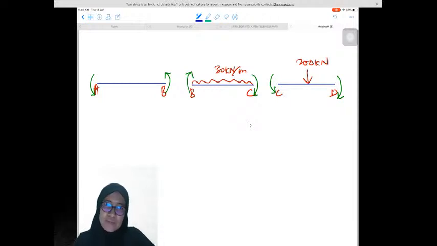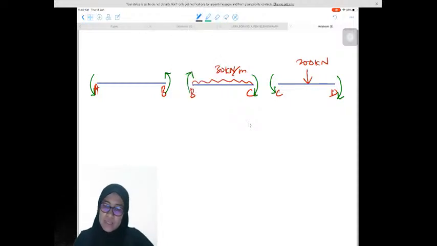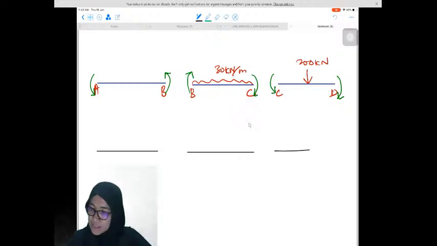Okay, so now please look at the arrow. At A, the arrow for AB. So I will draw a different diagram so that you can see clearly. I will draw here AB. This is AB, this is BC, and this is CD.